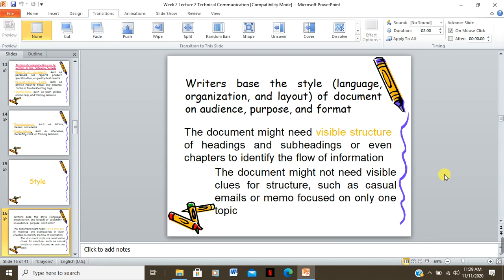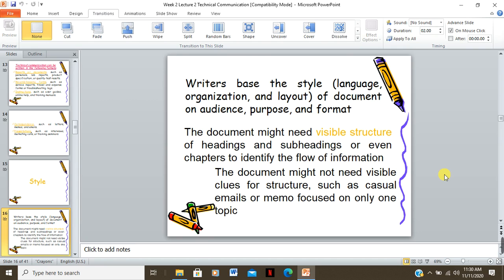The document might need a visible structure of headings and subheadings, or even chapters to identify the flow of information. The document might not need visible clues for structure, such as casual emails or a memo focused on only one topic. So you see, these are the concepts that we need to know.